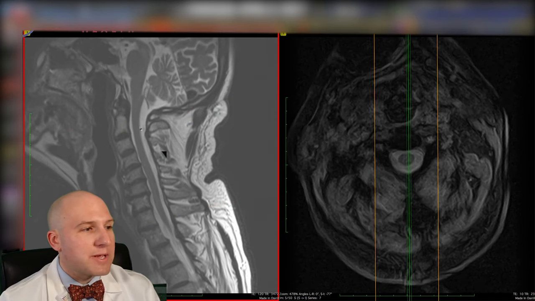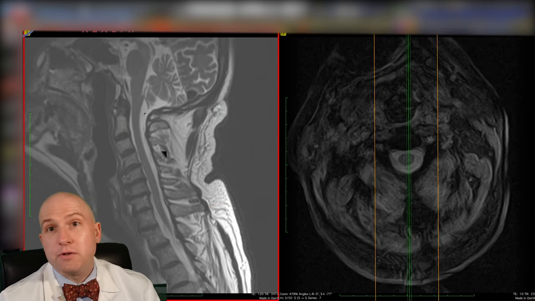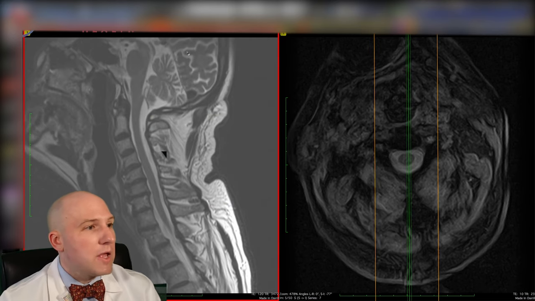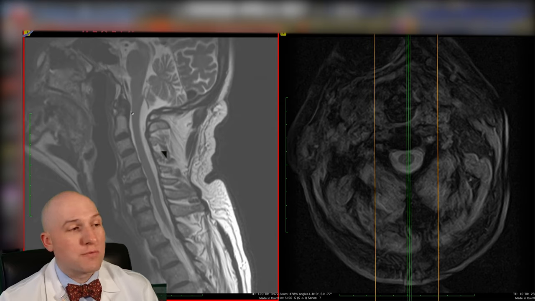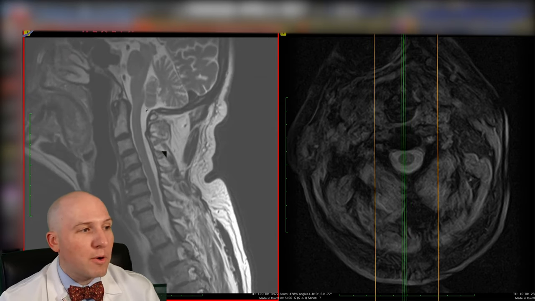The first thing that we typically look at is the soft tissue and sort of the neural elements, right? So this is the cerebellum, the base of the brain. This is the occipital lobe, the cerebellum, the brainstem, the pons, the medulla, which then takes us into the cervical spinal cord. First thing that you should be looking for on all MRI scans is where are the cerebellar tonsils?